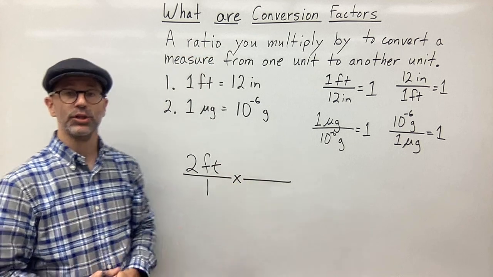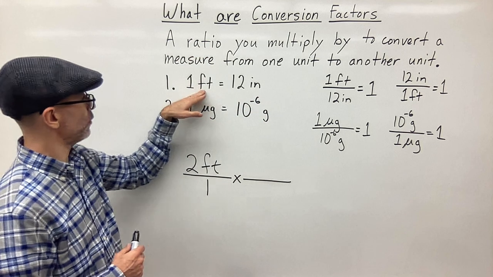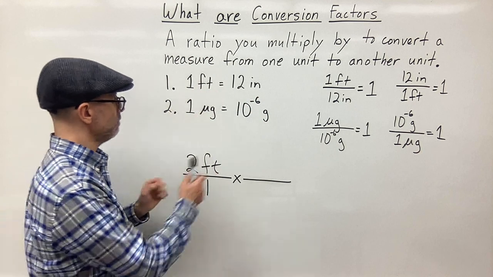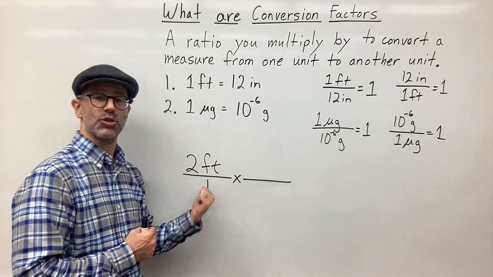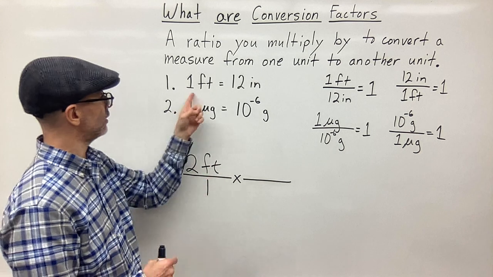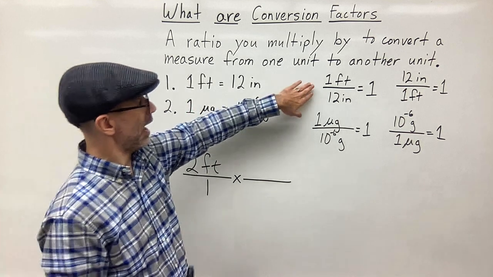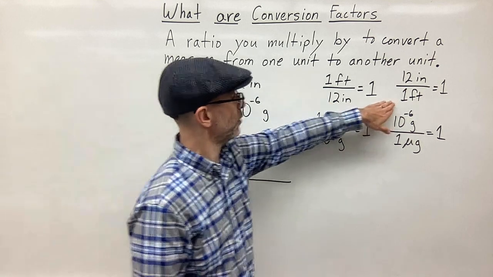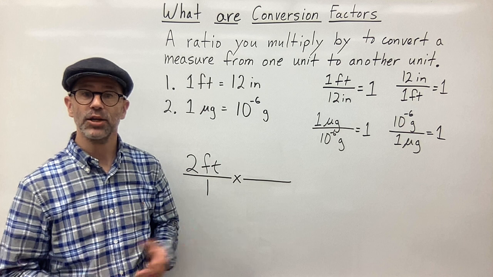So now the question is, which of these, right? I have feet equal to inches, right? So I want to know how many inches are equal to 2 feet. So I need a relationship between feet and inches, and I have it right here. 1 foot is equal to 12 inches. But as I said, we have 2 different conversion factors. Which one do I use?